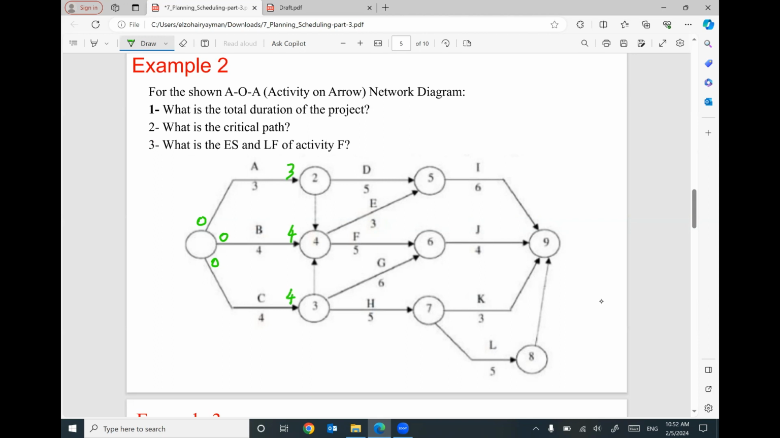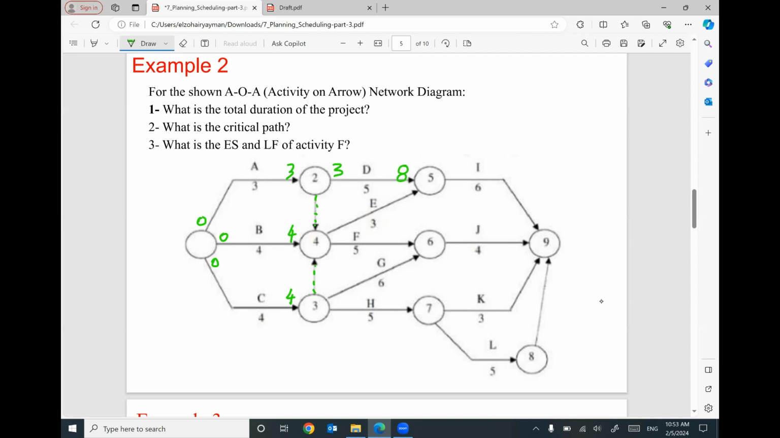We have here a dummy. This one is a dummy activity. Be careful. And this one also is dummy. A dummy activity is an arrow without any real task, without any real activity, without any duration, just to define the dependency between activities. So if you start with activity D, the early start will be 3 also. 3 plus 5 will be 8.